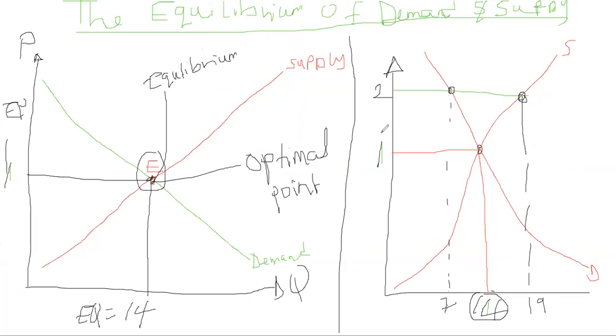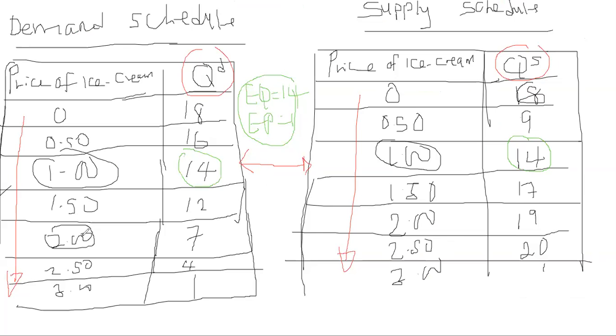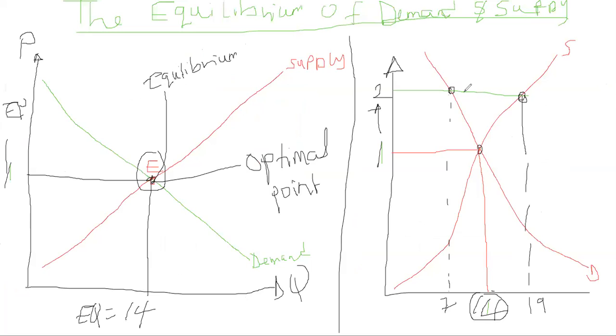So at equilibrium here, quantity demanded is this and quantity supplied is this. But when price increases to 2, the quantity supplied will be greater than the quantity demanded. And if we look at our table, at the price of 2 here, the quantity demanded is 7, and the quantity supplied is 19. So we will have something called excess supply. So this box here will be what? Excess supply, meaning that supply is greater than demand.